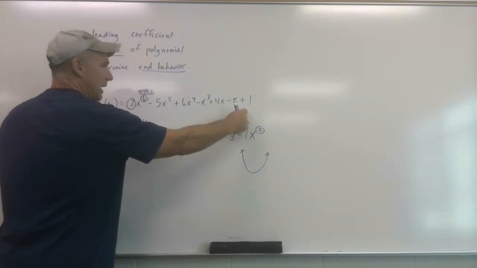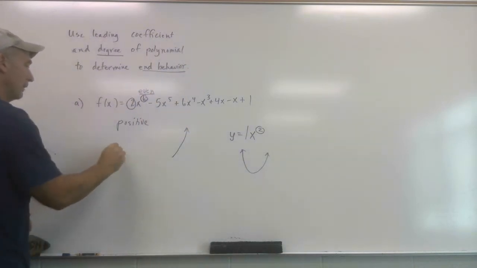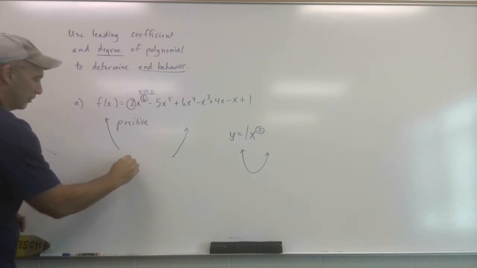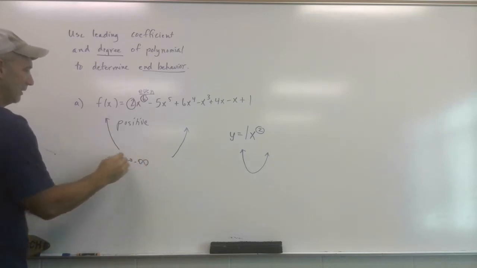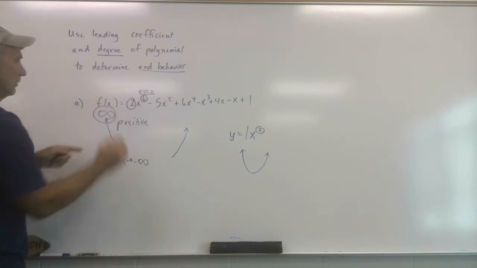Now, it's positive leading coefficient, even degree, and we know that that's a parabola. This is going to be a crazy version of this, but we know that it goes up to the right and it goes up to the left. So this is as x approaches negative infinity, it's going to go up. So my answer for this one is infinity.